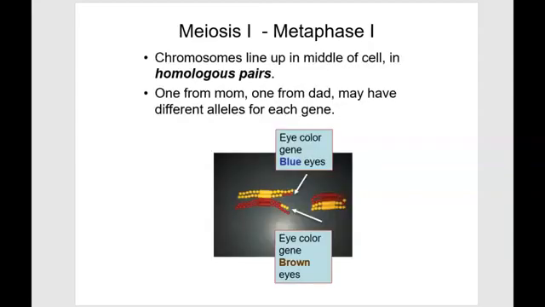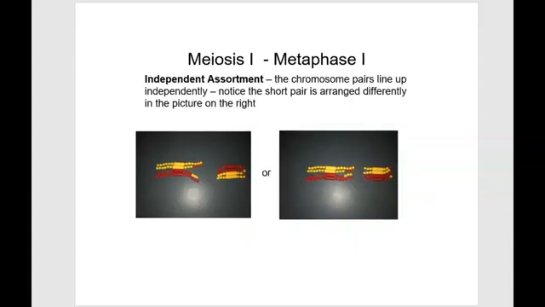Metaphase 1 is also very, very different from metaphase of mitosis. Here, the chromosomes line up in pairs. The homologous chromosomes are lining up side by side. The two long ones are together and the two short ones are side by side. Now, the way the chromosomes line up can really affect what gametes you end up with. Notice that in the image on the left, you have the long yellow on top and the short red on top, whereas on the right, you have the long yellow on top and the short yellow on top. This would result in very, very different gametes.